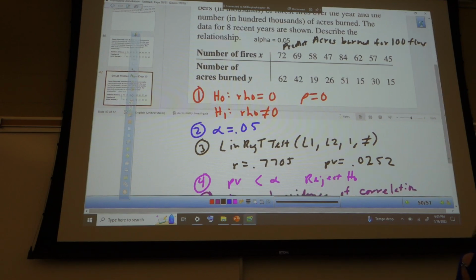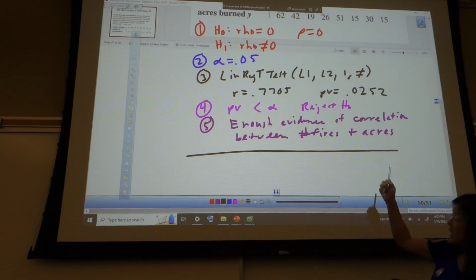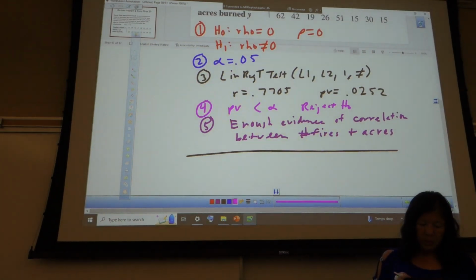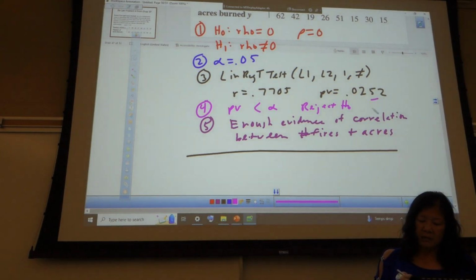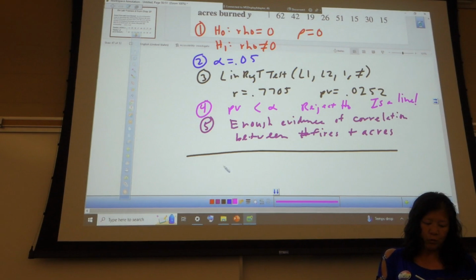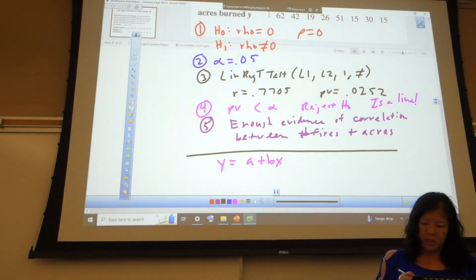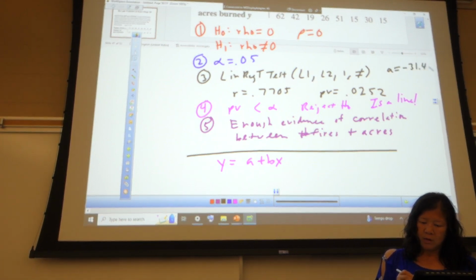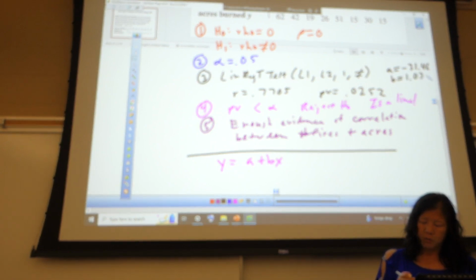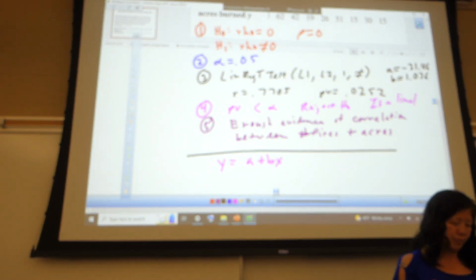So if you remember from the prediction, is my data a line or not a line? It's a line. I rejected H naught. It is a line. Yes, it's a line, which means that I can use a line to predict, y equals a plus bx. We have our a and our b. Oh wait, I didn't ask you for the a and the b. What was the a and the b? What's my a? You get negative 31.46. And what's my b? 1.036. Good.